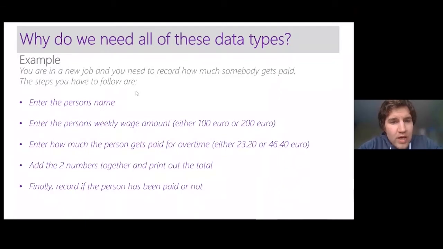You're starting a new job and we need to record how much somebody is getting paid. That's your job. All right, so we're going to write a little computer program that makes it easy for us to do so. And the stuff that we need in this program, we need the person's name. We need to be able to enter how much they earn or how much money they make. And we're going to make it easy at the start. They can either only earn €100 or €200. Then they could also do a little bit of overtime or extra time, and that will get them a little bit of extra money, either 23.20 or 46.40. Then we're going to add the two numbers together to see how much they earn altogether that week.